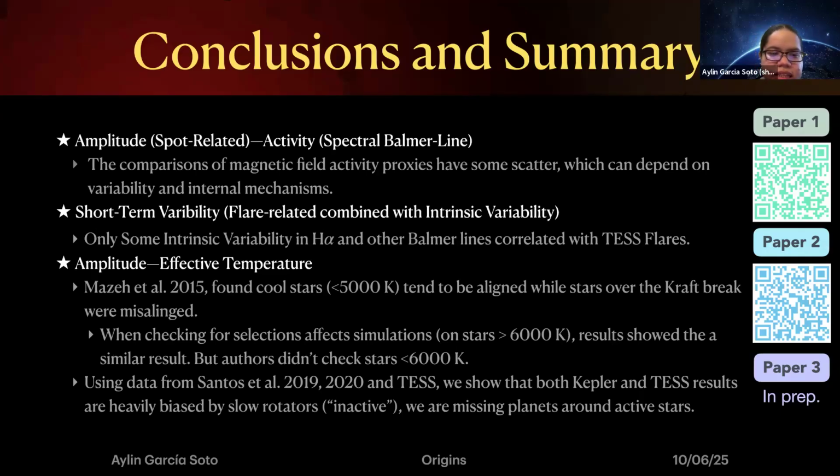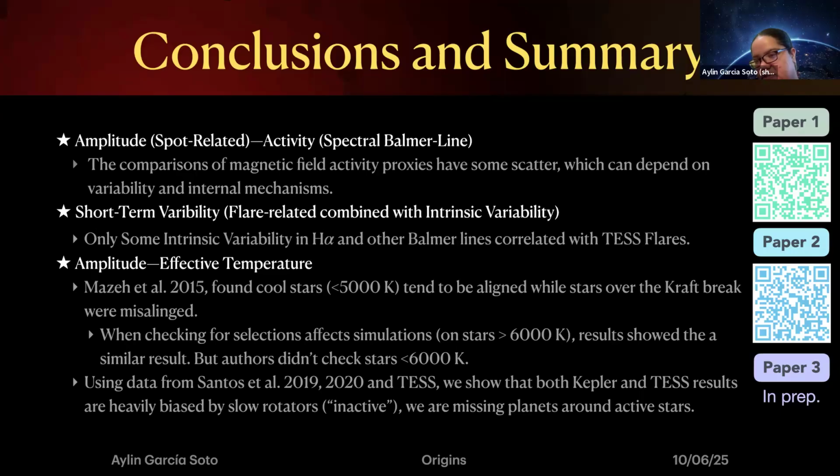fields. And then lastly, we looked at a separate paper from Mazeh et al., which looked at amplitude versus effective temperature. And they noticed the relationship that is seen from other stellar obliquity studies, which is that cool stars tend to have aligned architecture with their planets, whereas the hot stars over the Kraft break were misaligned. So they have a larger range.